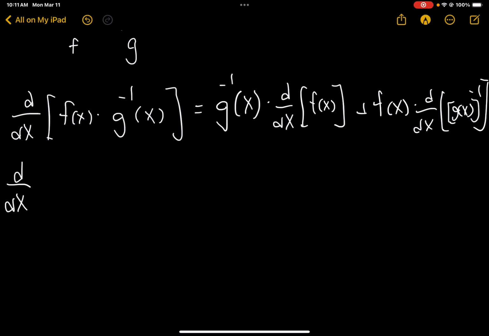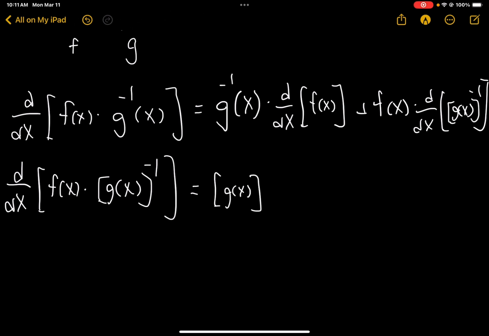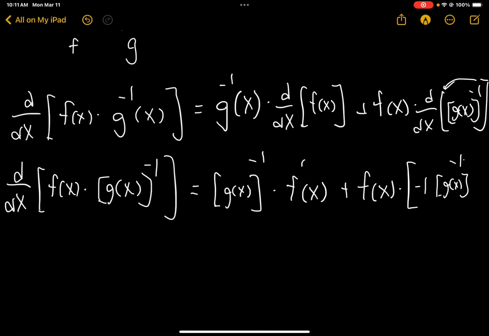So the derivative of f of x times g of x to the negative 1 power is g of x to the negative 1 power times the derivative of f of x, it's just f prime of x, plus f of x times the derivative of this. We could use the power rule, so bring down the negative 1. So negative 1 times g of x to the negative 1 minus 1, and times the derivative of g of x, which is g prime of x.